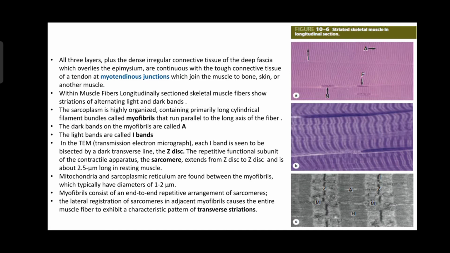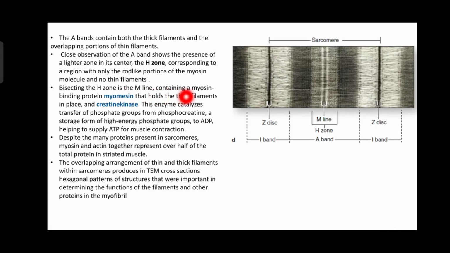The M line also contains the myosin binding protein called myomesin, which holds the thick filaments in place so that they do not get displaced during contraction.